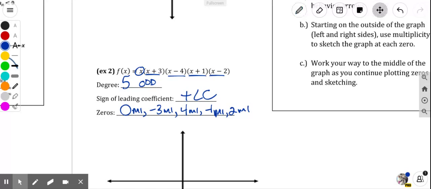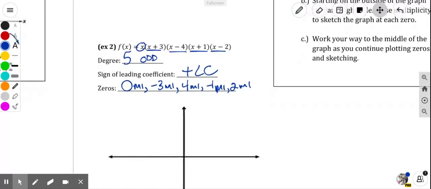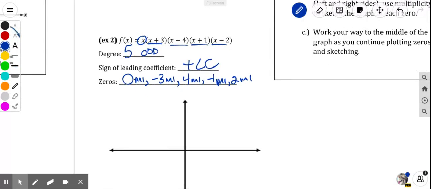Now I'm going to look at my end behavior chart. Or actually, let's first draw in our zeros. So we go as far as -3. We have -3, we have -1, we have 0, we have 1, 2, 3, 4, and we have 4. Okay, so those are your zeros. Again, you can add in the rest of the numbers if you prefer.